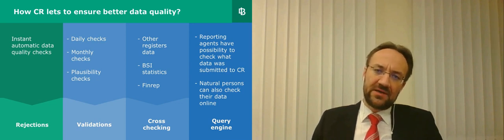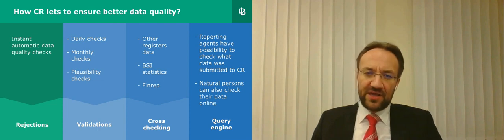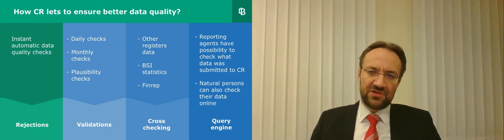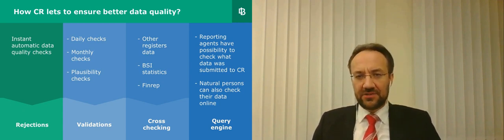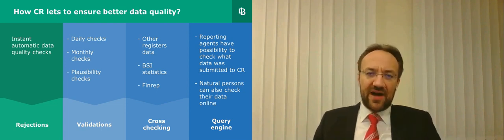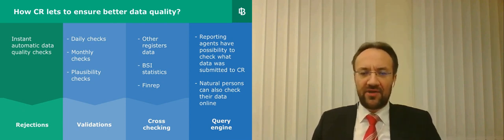It's worth noting also that errors and warnings are reported back to reporting agents using system-to-system integration. And reporting agents have the possibility to check what data was submitted to the credit register by using their query engine. Lastly, but not least, borrowers themselves can check data about them online. And if they find any inconsistencies, they can contact either the reporting agent or the Bank of Lithuania in order to get their data corrected.